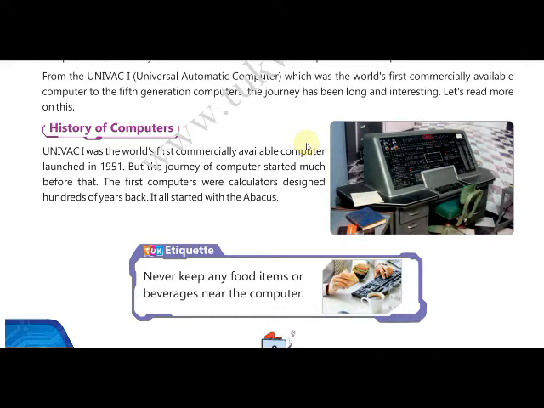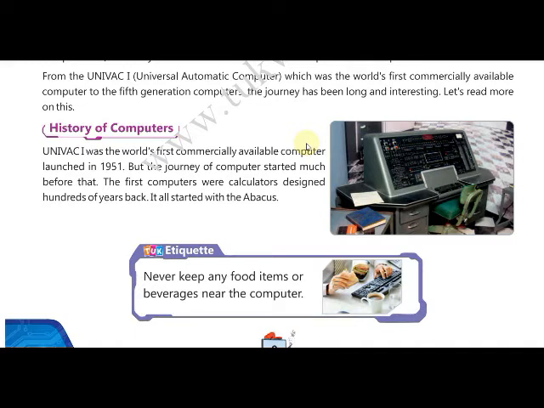So first let's see what is computer. Computer is an electronic machine. It takes input from the user, processes it, and displays the output. This is the definition of a computer, and it consists of different parts. It has keyboard, mouse, you people know that, monitor also, CPU, printer, speaker. So these are the different parts of a computer.